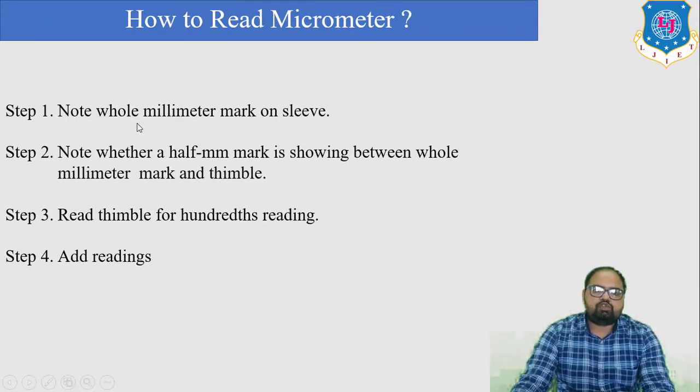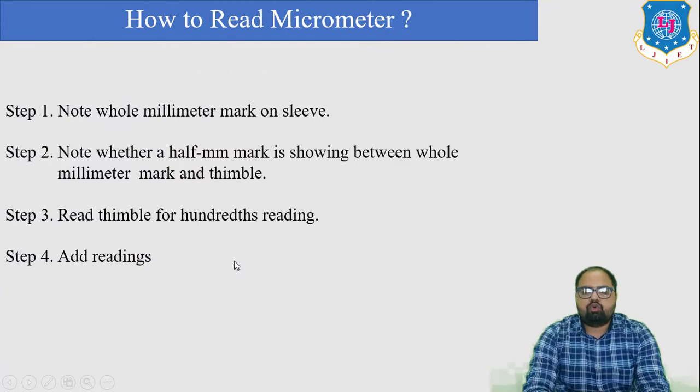The first step is to read the whole millimeter marked on the sleeve. After that, check whether a half mark is showing between the whole millimeter mark and the thimble. Read the thimble for hundredths of a millimeter and add the readings. So let's go to the workshop and do the practical related to the micrometer.